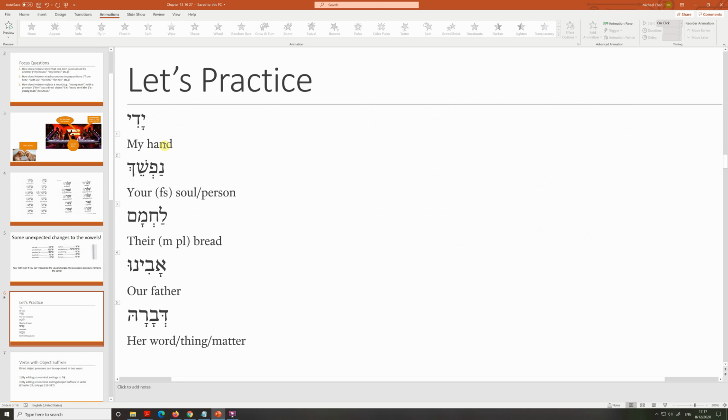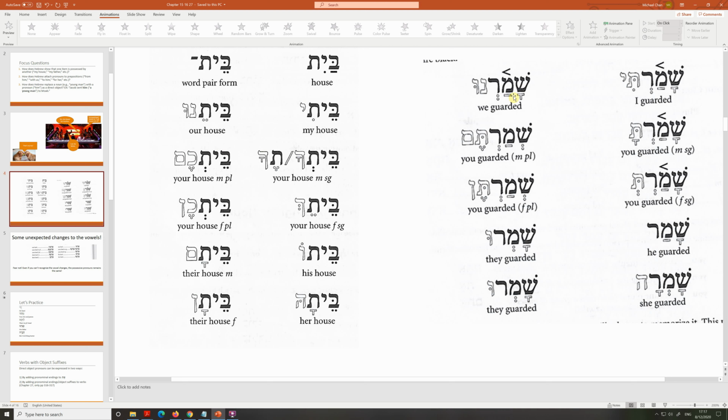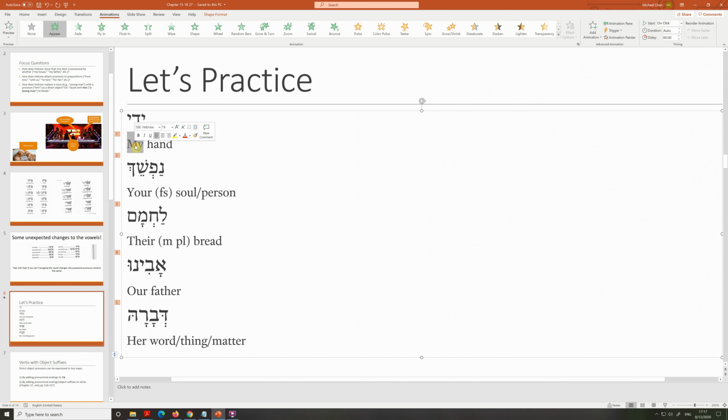Okay, so the first noun here, yadi. Yadi, the base noun is yad, and it means hand. And so the I at the end, right, going back to our charts, what does that tell us? It is my hand. My hand. Okay, let's look at the next one.